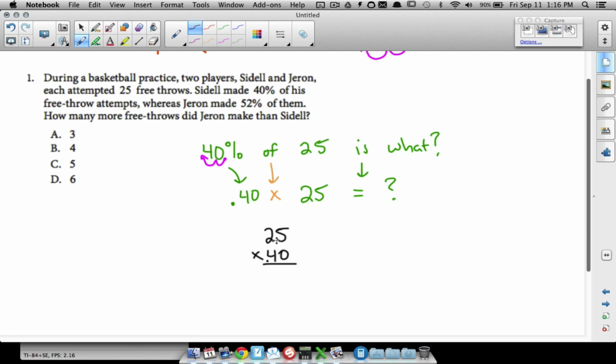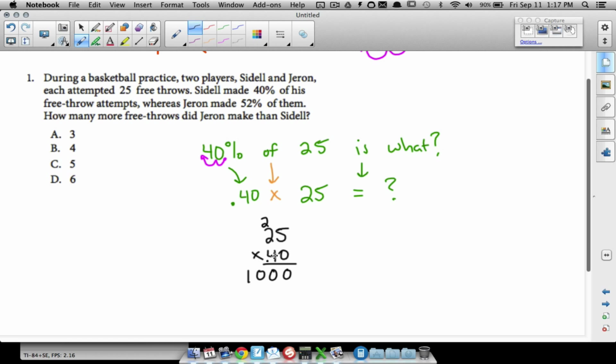So the 0 times 5, 0 times 2, we don't even really need to multiply by 0. However, remember, for a 2-digit multiplication, we got to put a 0 down here, and now we can start multiplying by the 4. 4 times 5 is 20, so we put down a 0, carry our 2. 4 times 2 is 8, plus 2 more is 10.